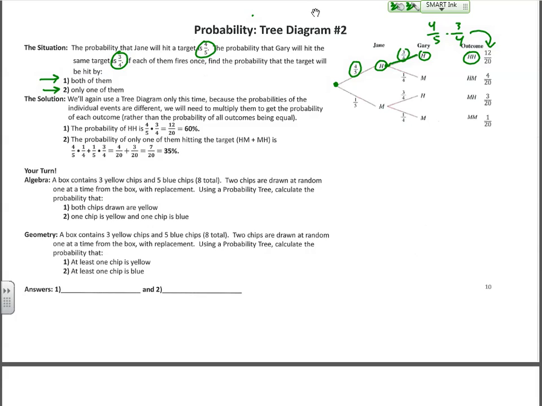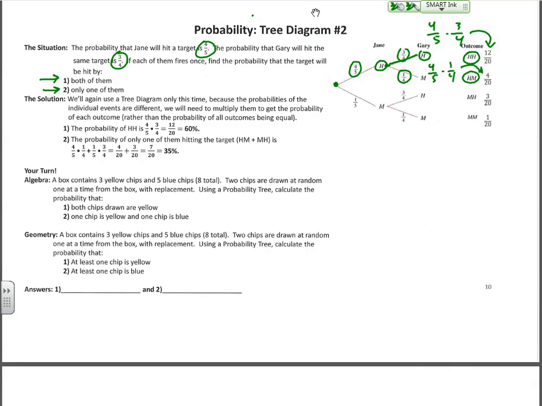Okay, let's say that Jane hits it, which is a 4/5 probability, but Gary misses it, right? If he misses it, that's a 1/4 chance of happening, because if it's 3/4 that he hits it, the only other option is that he misses it, which would be 1/4. So the combination of hit miss, Jane hits, Gary misses, is 4/5 times 1/4, which is 4/20, the probability that you see there.